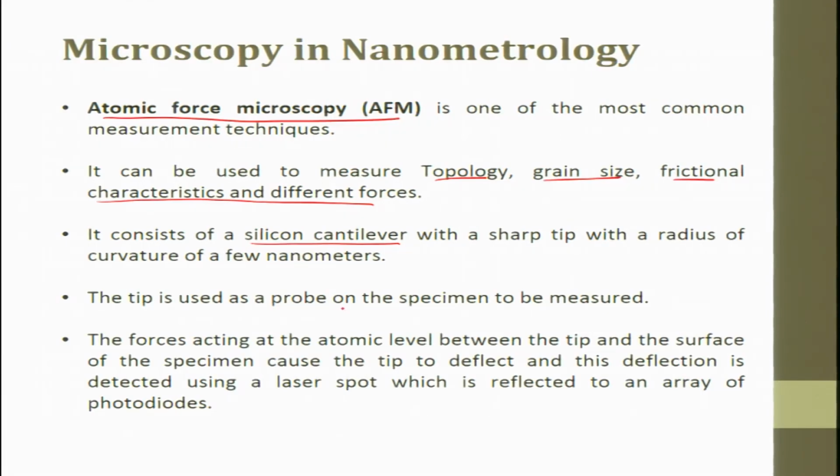This tip is used as a probe on the specimen to be measured. The force acting at the atomic level between the tip and the surface of the specimen causes the tip to deflect, and this deflection is detected using a laser spot which is reflected to an array of photodiodes.